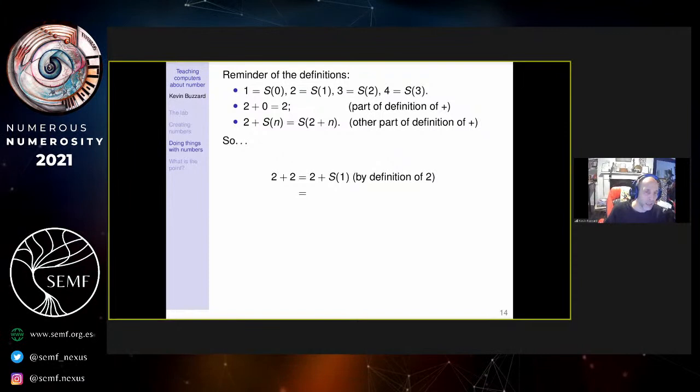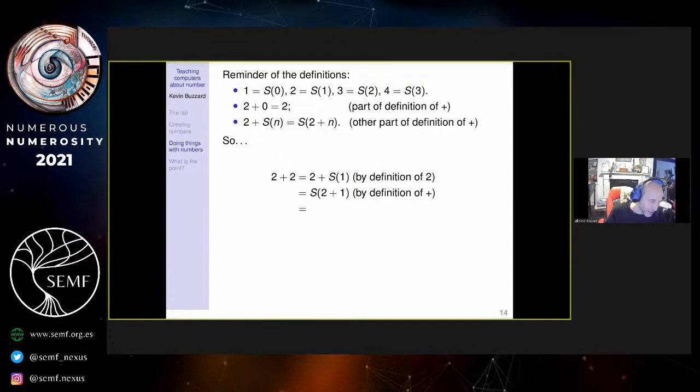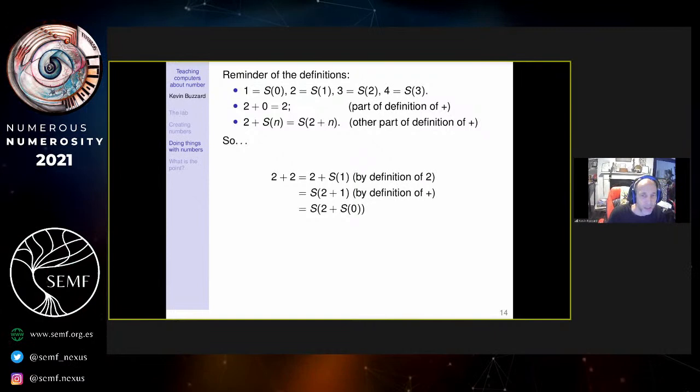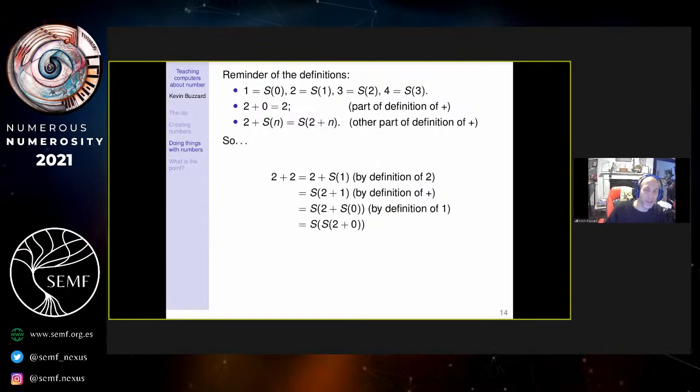So 2 add 2 is 2 add the number after 1. By definition, that's the number after 2 add 1. Now you can see this is progress, because 2 add 1 is a simpler problem than 2 add 2. So 2 add 2 is the number after 2 add 1. And what's 1? 1 is the number after 0. So this reduces the problem to working out what 2 add the number after 0 is. And 2 add the number after 0, of course, is the number after 2 add 0. So now we've reduced the problem to working out what 2 add 0 is.